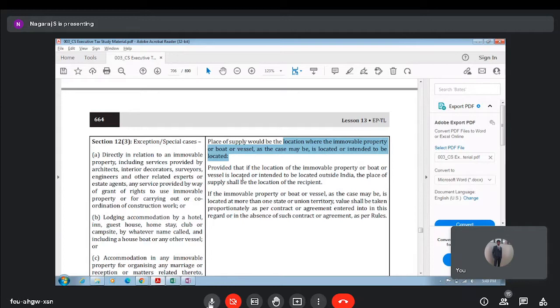Okay. Assume that you guys are very rich people. You want to build a 5-star hotel at Mumbai in front of Juhu Beach next to Taj. You are in Karnataka. You employ the interior designer, architect, everything from Bangalore. But the building is happening at Mumbai. What is the place of supply? Mumbai. Why Mumbai? Where the immovable property is intended to be set up. Mumbai.